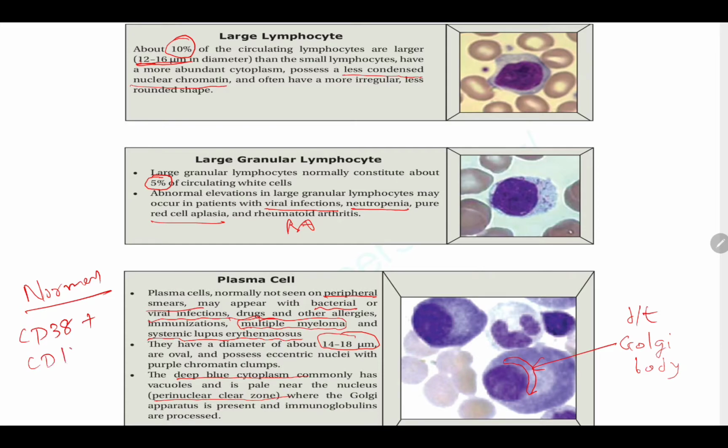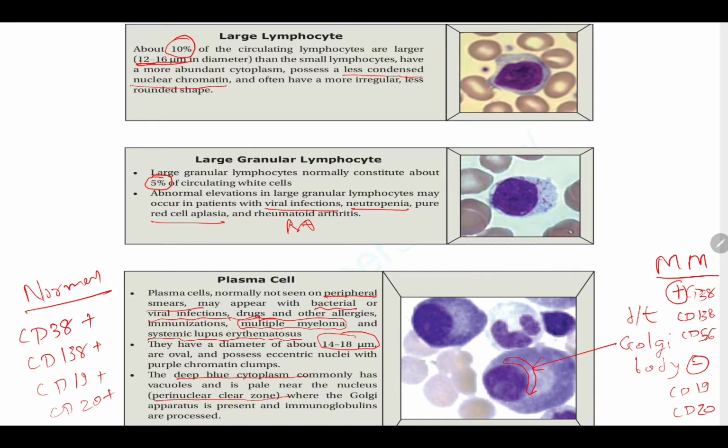Now let us further discuss the immunophenotyping for the plasma cell. The normal plasma cell is CD38 positive, CD138 positive, CD19 positive, CD20 positive, while the plasma cell in multiple myeloma is positive for CD38, CD138 and CD56, but negative for CD19 and CD20.